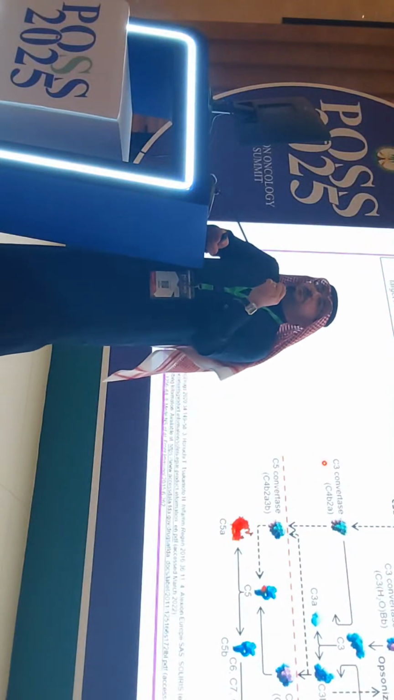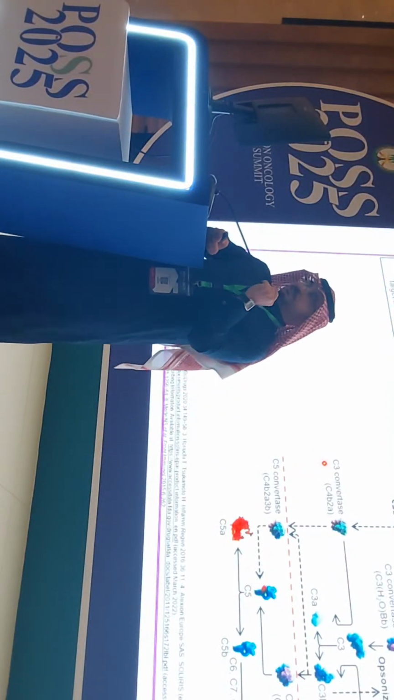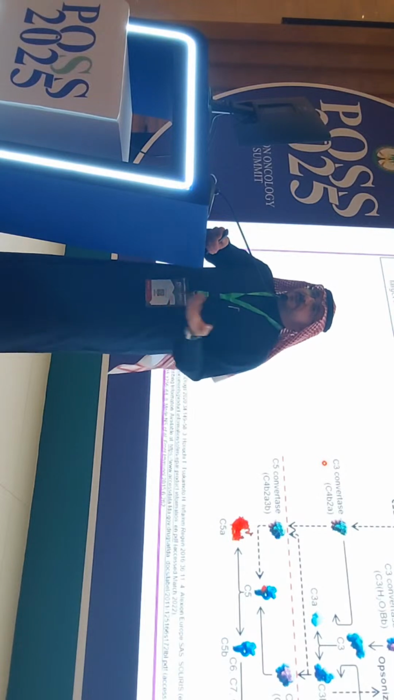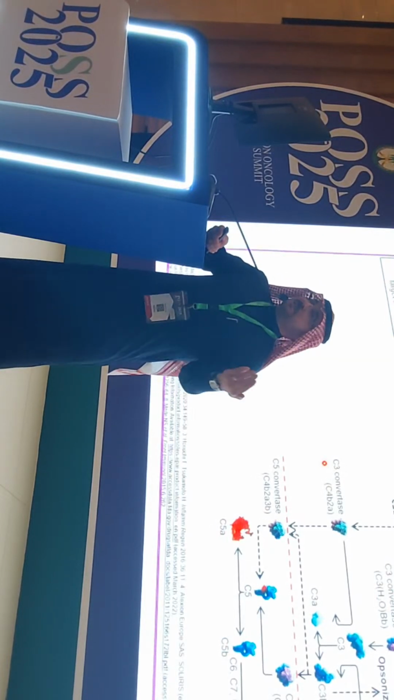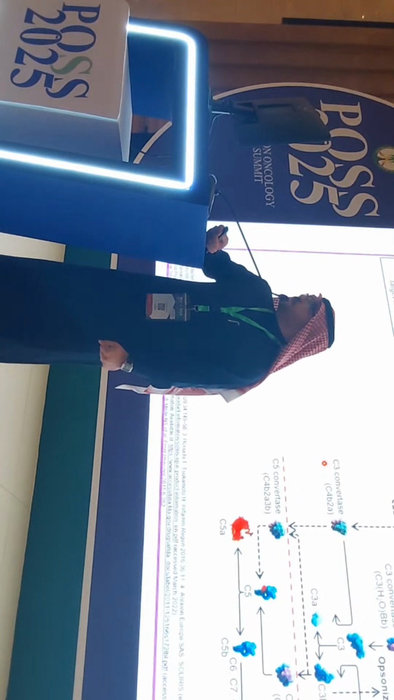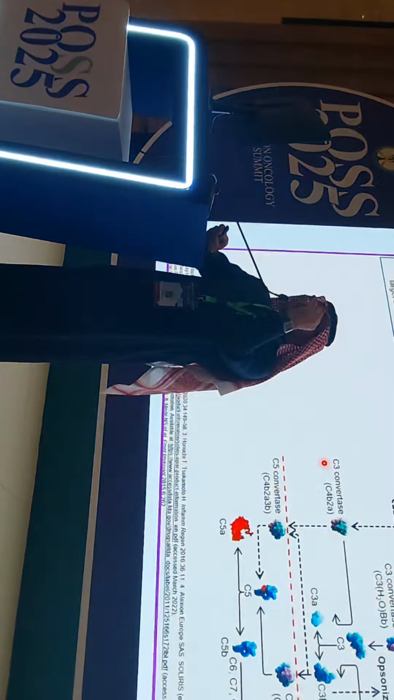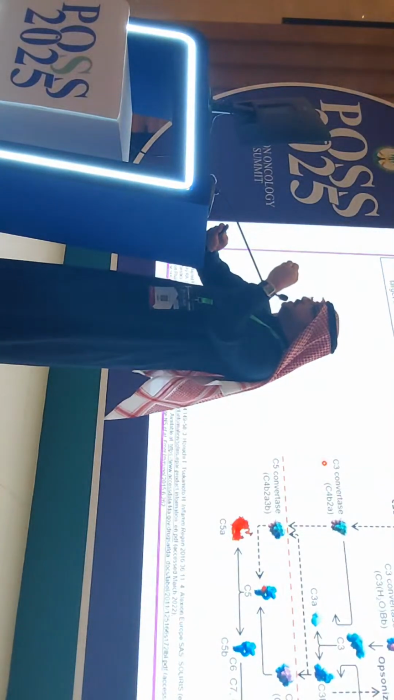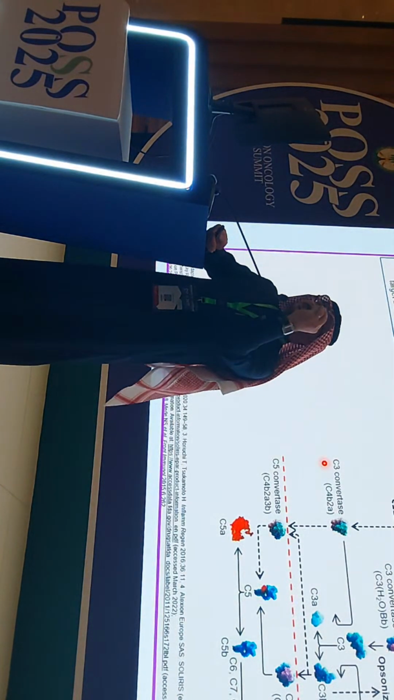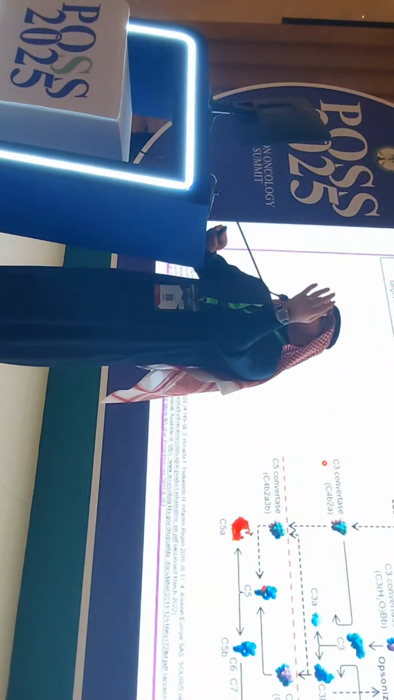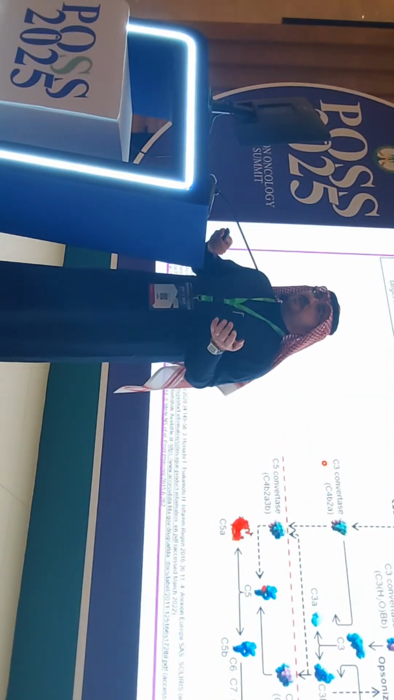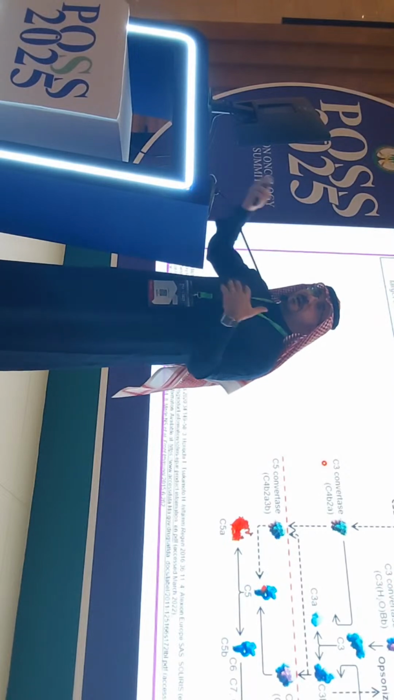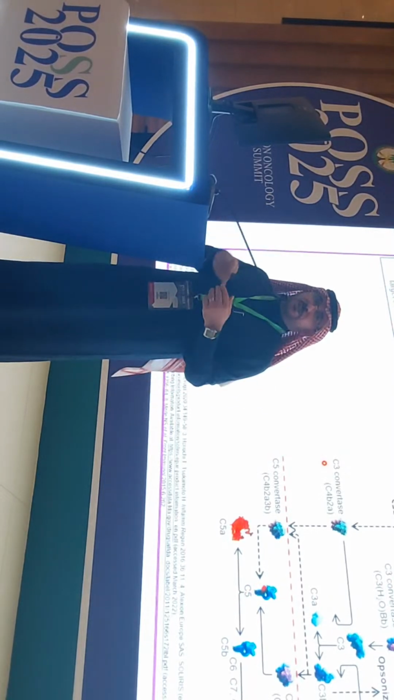So let's start with C5 inhibitors. These are the first molecules that were introduced to the market, approved in 2007. What they do, they are antibodies that inhibit the action of C5 convertase on C5. Therefore, it prevents the formation of the membrane attack complex that leads to lysis of these RBCs.